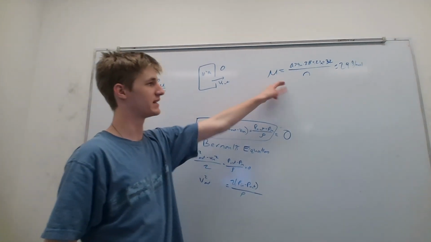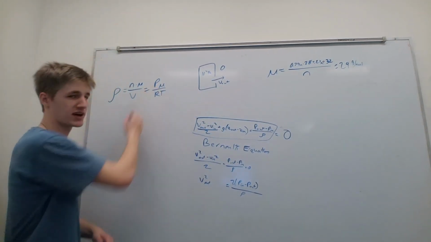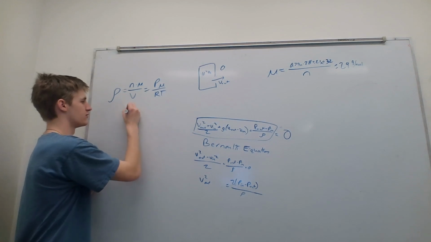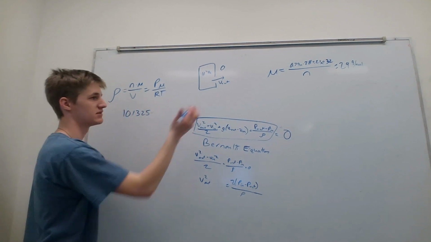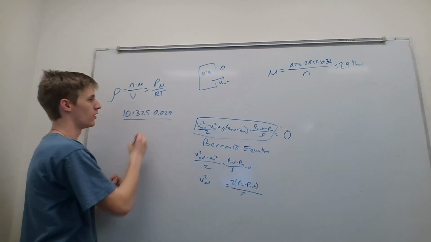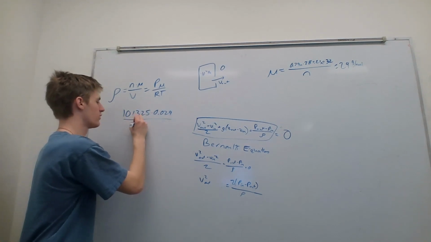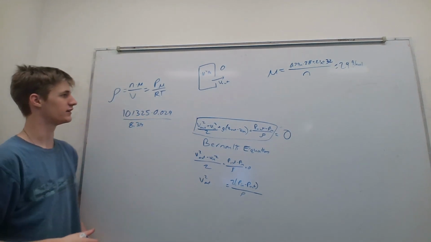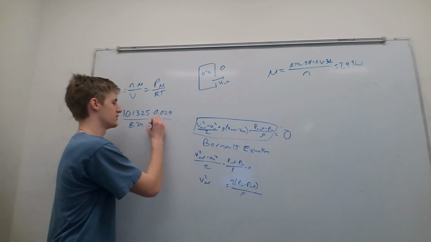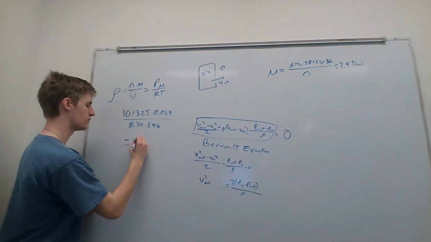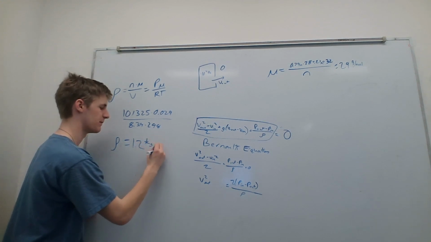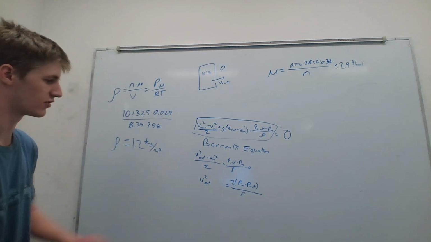So now bringing this 29 grams per mole over, right, we have the pressure, which we will say is in atmospheric conditions, standard atmosphere. So 101,325 times 0.029, right, because we want kilograms and not grams, over R, which is 8.314 joules per mole Kelvin, times our temperature, which is 298 Kelvin at atmospheric conditions. And this is equal to 1.2 kilograms per meter cubed. Just about.